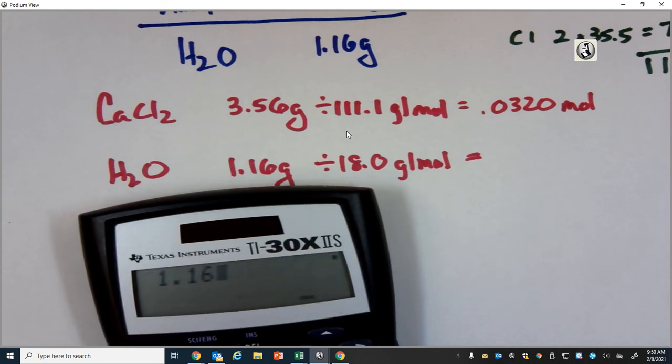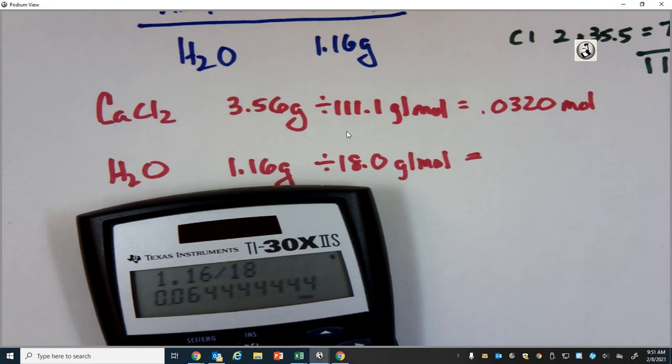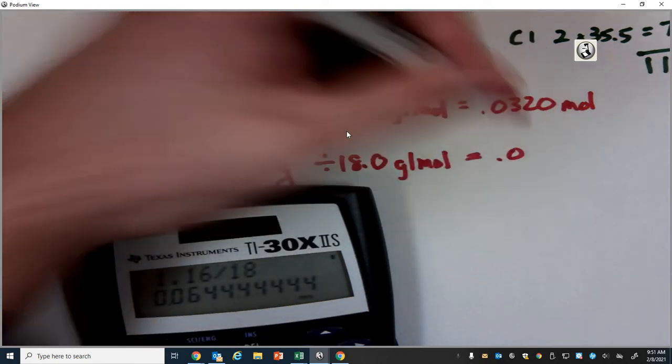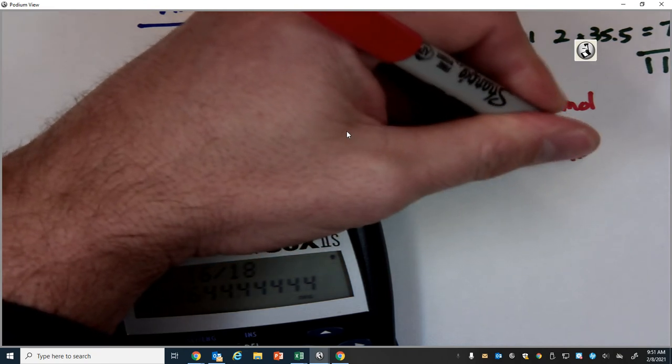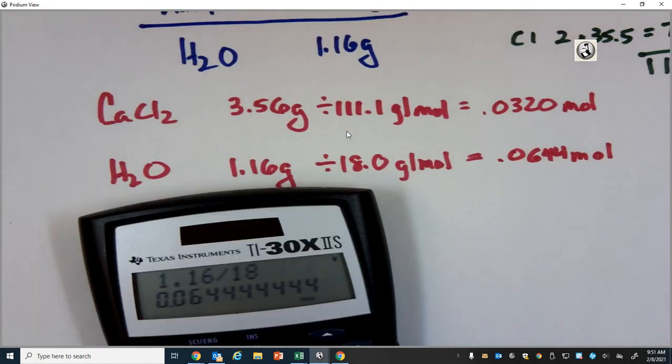1.16 divided by 18. So once again, I've got to go with 3 digits. So the zeros in front don't count. So it's 0.0644. Okay, percent of mass, mass to moles.